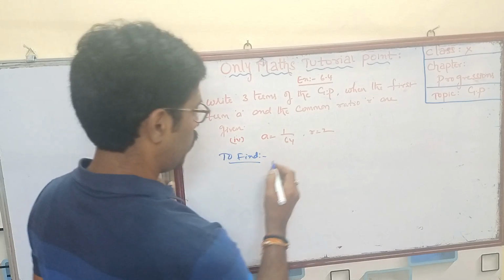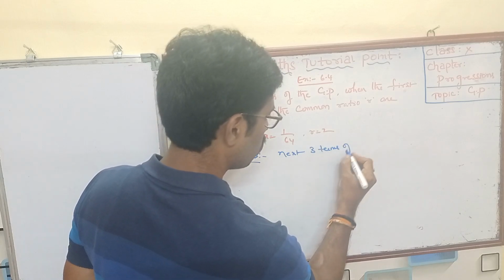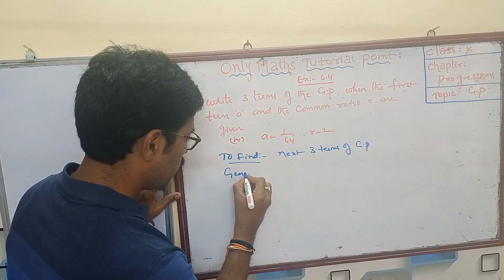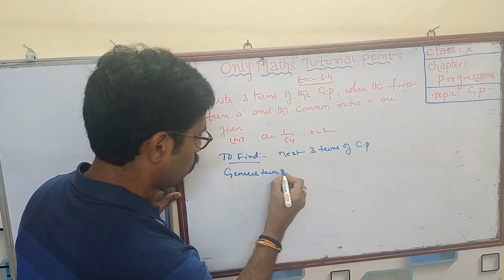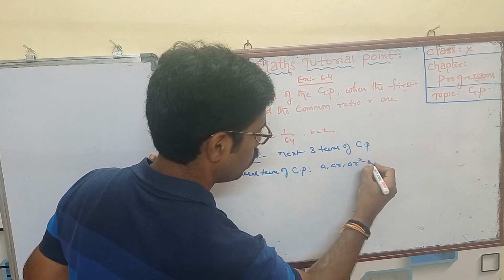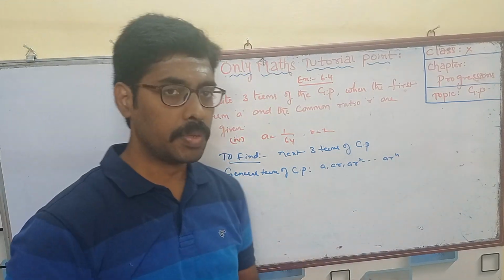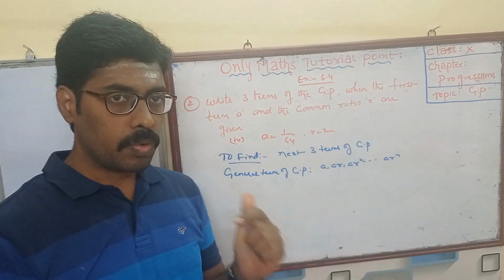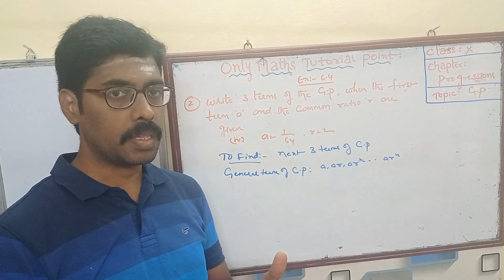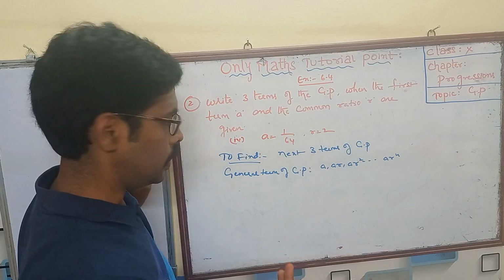First write down what to find. Okay. Write down the general term of GP. That is A, AR, AR squared, and so on, AR power n. Okay. As I said in the previous video, if we know the first value, that is T1, and the common ratio, then we can find any term in the given GP series. So we have both, right? Then we can find any term in the given series.